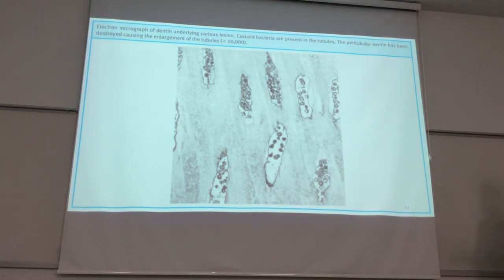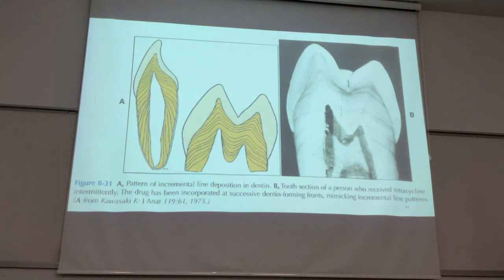What is this? This picture related with infected dentin. And in this part, you can see bacteria present in the tubules of dentin. Again, you can see the incremental lines in the dentin. Here you can see the incremental lines, and here the Owen lines.